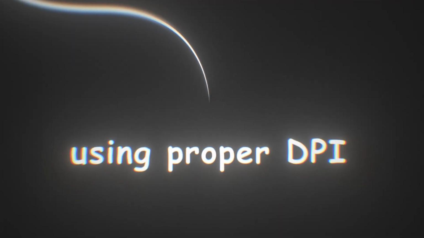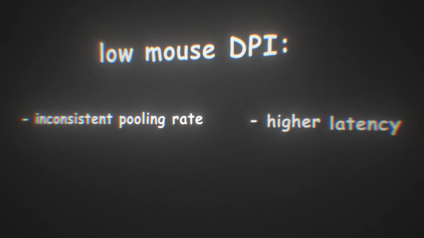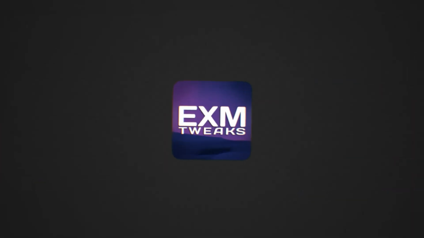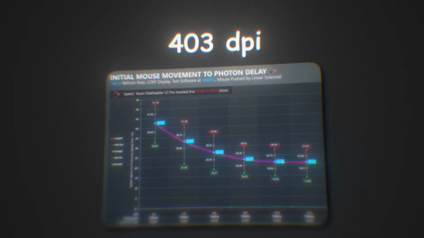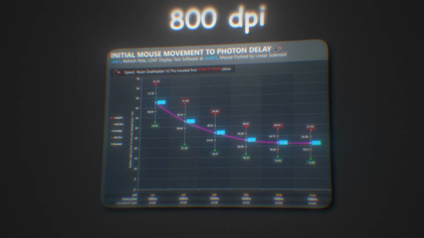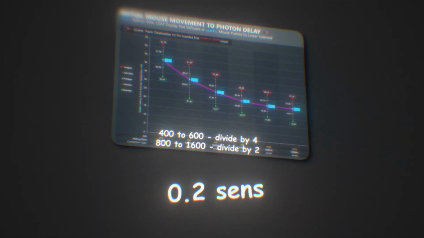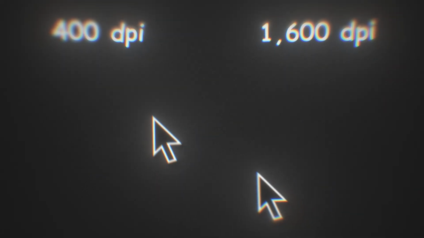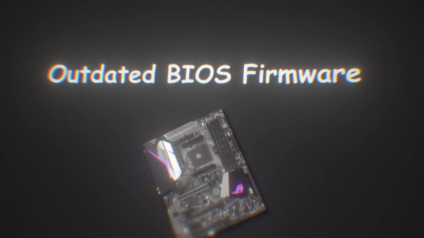using a proper DPI. Using low mouse DPI will cause inconsistent polling rates and slightly higher latency and pixel skipping. I personally recommend using 1600 DPI, but if you're using 800 and you're used to it, it's not that big of a deal. But for DPIs such as 400, I would highly recommend you to increase it to 1600 or 800. And of course, you will have to divide your sensitivity by 2. It's pretty self-explanatory. And I can guarantee that when you switch from 400 to 1600 DPI, your mouse will feel a bit smoother. So the ninth mistake is having outdated BIOS firmware installed on your motherboard.